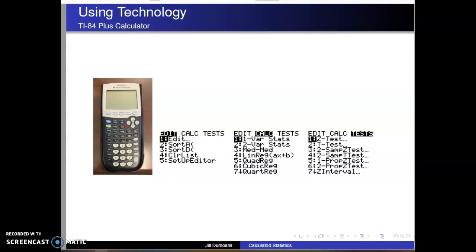There's a stat key that I've indicated with a red arrow. When you push stat, you get 3 menus. One is edit, one is calc, and one is test. You can see on this slide that each menu has a list of options. We're going to use edit and calc menus now and save the test menu for later videos. Notice that option 1 under Calc is to compute one variable statistics.